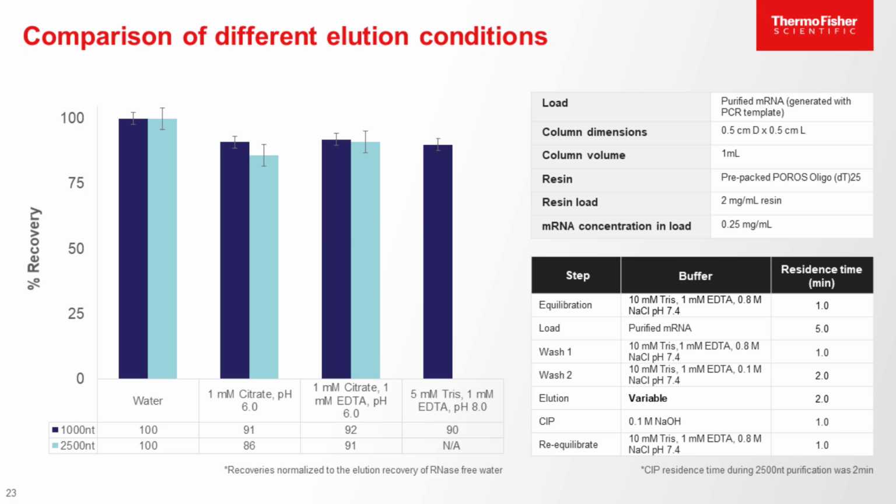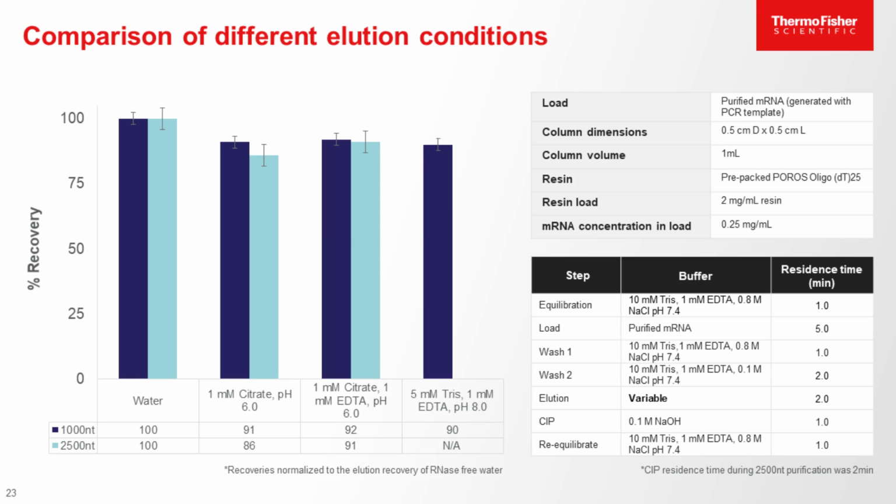The column run method is shown in the table on the bottom right. The EQ buffer was the same buffer that was used for the high throughput screening, and we did a 5-minute residence time for the load. This is followed by an EQ buffer wash, and then the low salt wash was the 0.1 molar sodium chloride, and then the dilution buffer was varied. And then we followed by a sip with the 0.1 sodium hydroxide, and then we re-equilibrated with the EQ buffer.